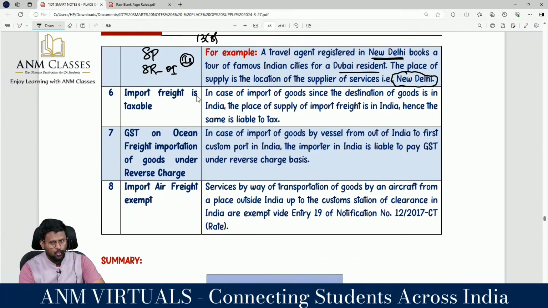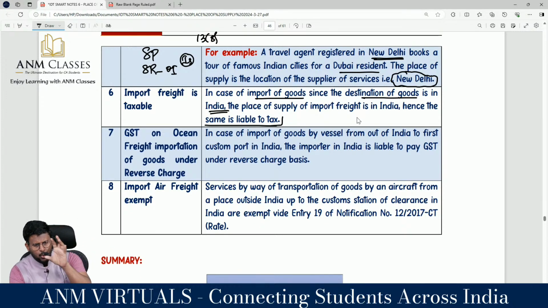Import freight is taxable. In case of import of goods, since the destination of goods is in India, the place of supply of import freight is taxable in India, and the same is liable to tax. That means if you are taking goods from outside India to India, then it is import, and it is called import freight. For example, Indigo is taking goods from outside India to India, correct? And we are paying freight, which is called import freight. Since the destination of goods is in India, it is liable to tax.